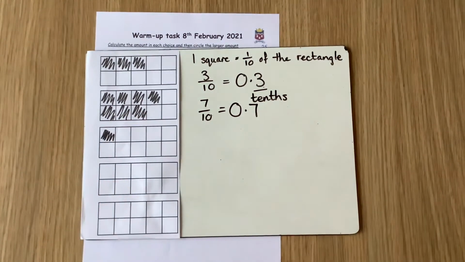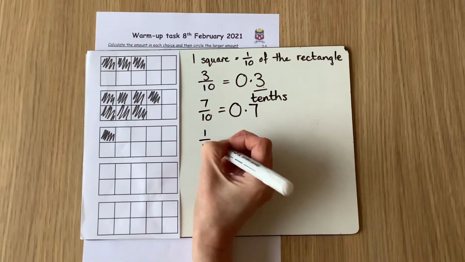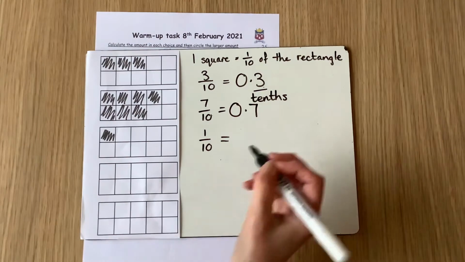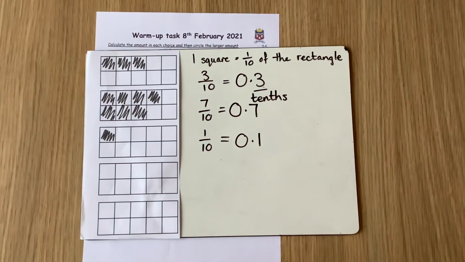Could you tell me what I would write down in that one? If I've only coloured in 1 out of the 10 parts, well, what's it going to be as a fraction? Yeah, it's going to be 1 tenth. What's it going to be as a decimal, P6? If I've coloured in 1 out of the 10 parts, it's just going to be 0.1.